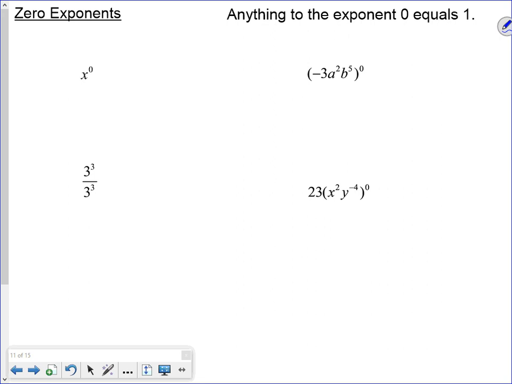So this is the second part of our lesson on powers and exponential expressions. We're going to look at two things. First, we're going to look at what you do if you have an exponent of 0, and then what you do if you have a negative exponent. So 0 exponents are pretty easy.